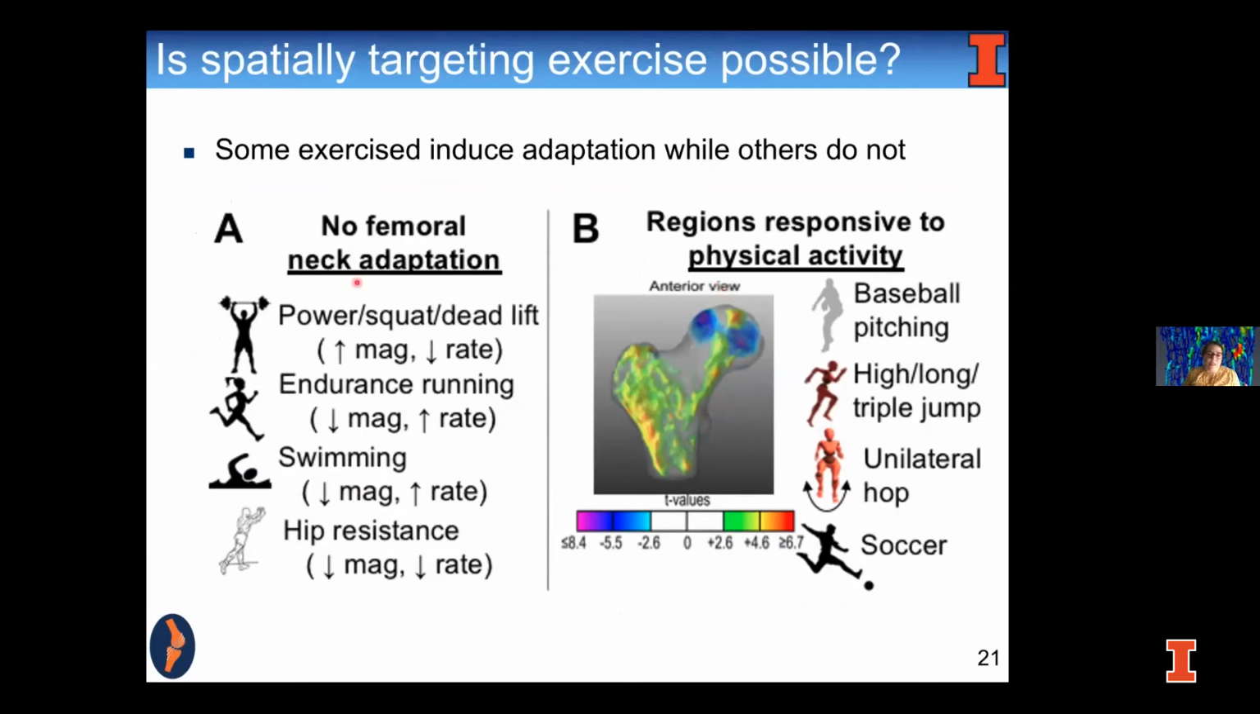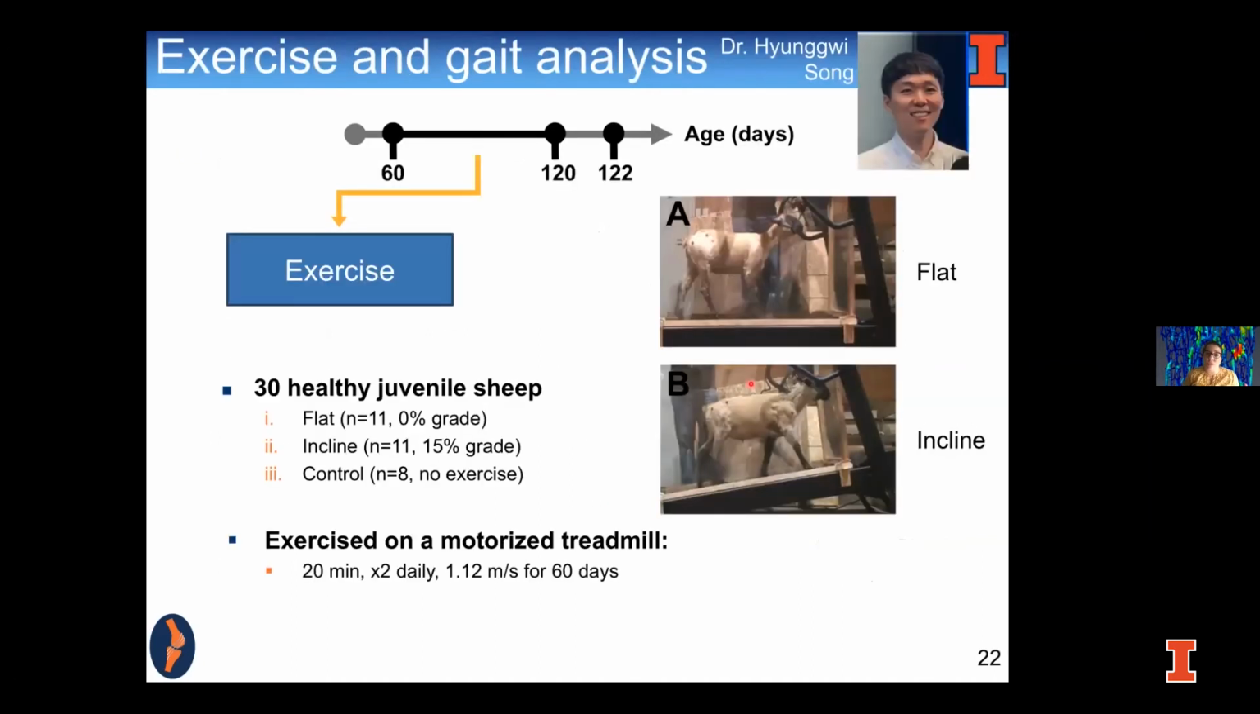And this has also been seen in humans. So there have been some exercises that induce no femoral neck adaptation, for example, and then there are some exercises, as we saw in the previous slide, that do. And so we wanted to understand whether this is really mechanistically possible. It's not easy to do this, again, in humans or in horses, but we ran a large animal sheep study to evaluate the effect of exercise during growth, and specifically two targeted interventions.